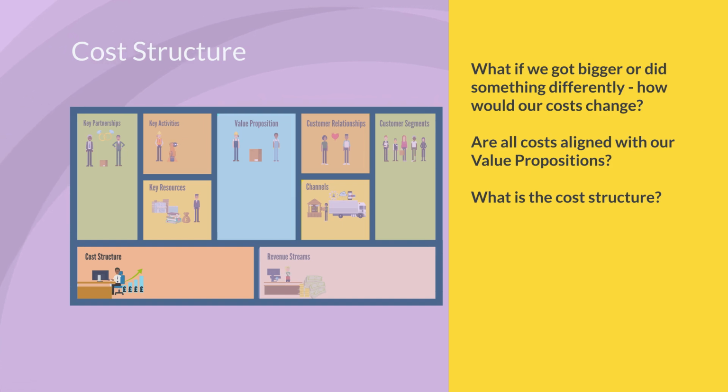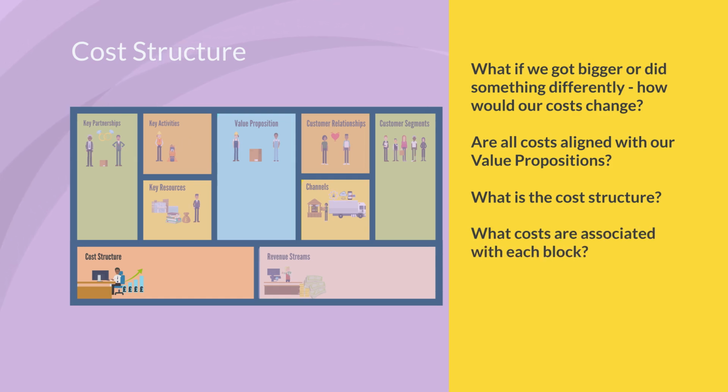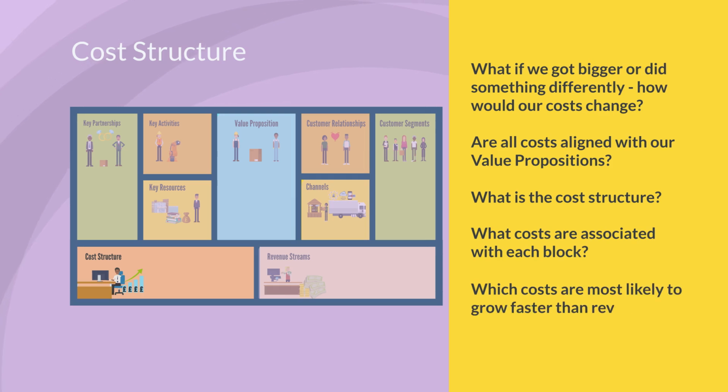Which costs are fixed and which change as you do more? What are the main costs associated with each customer segment and each of the key partnerships, activities and resources? And which costs are most likely to grow more quickly than the revenues that they support?